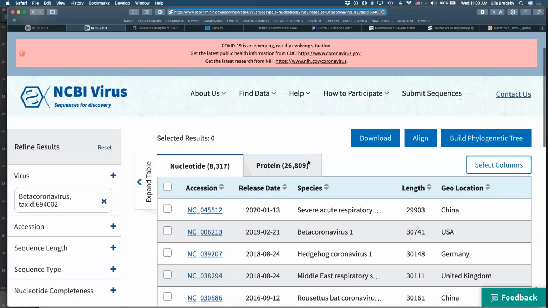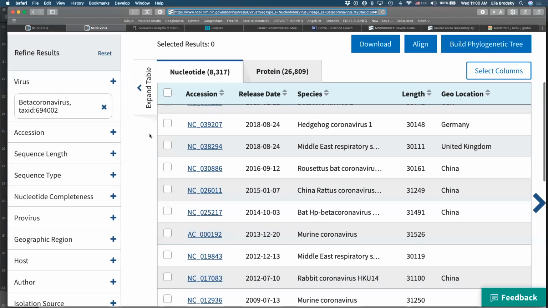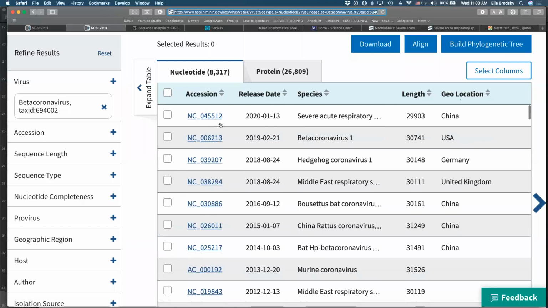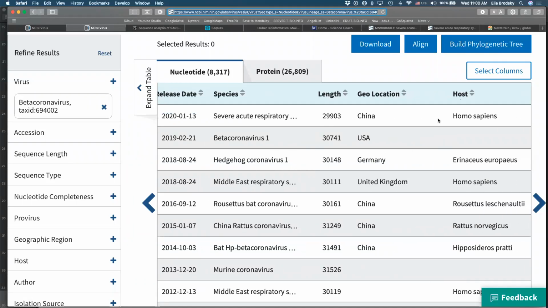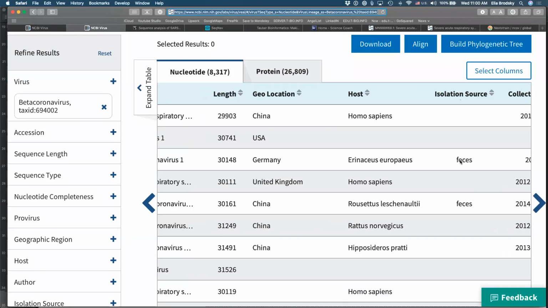And let's take a look at some of this information that anyone, including yourself and me, can find and start looking at. So here you can see the accession numbers. You can see the length of their genome, the geolocation. You can see host isolation, where they were isolated from, and the collection date.